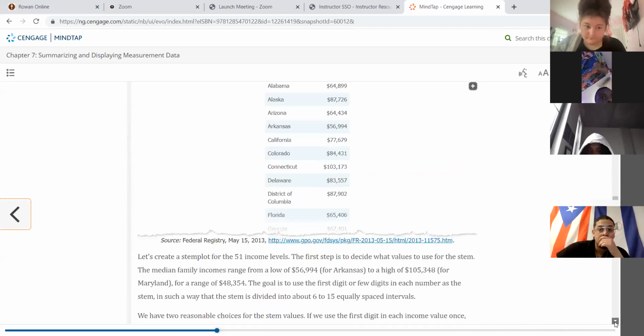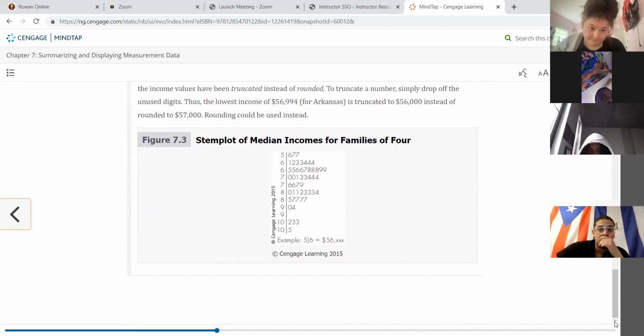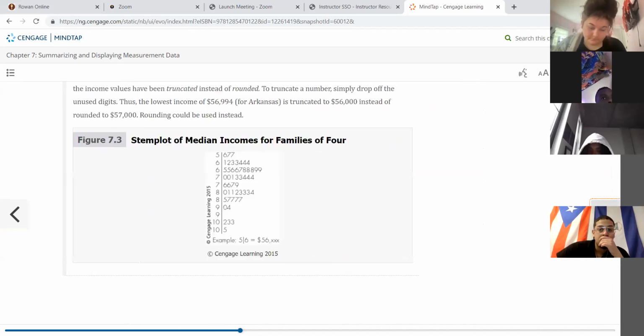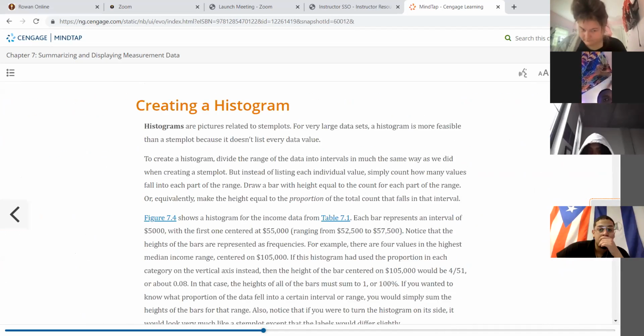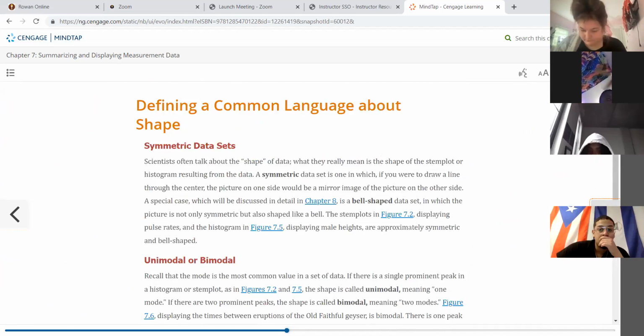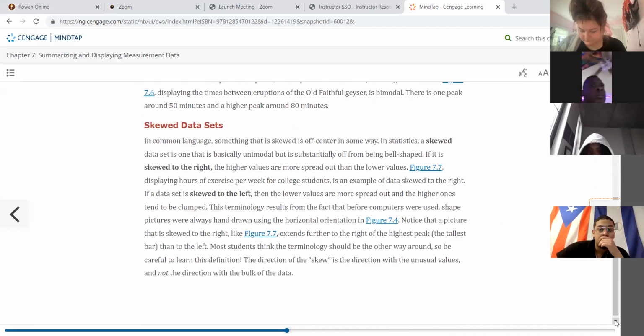Okay, so that's a stem plot. We have the stem plot. We have the histogram. All right. We have what else? Read this part here about symmetric and unimodal and all of this stuff here. Make sure you understand all of these things that are in here. Skewed left, skewed right. Need to know that.